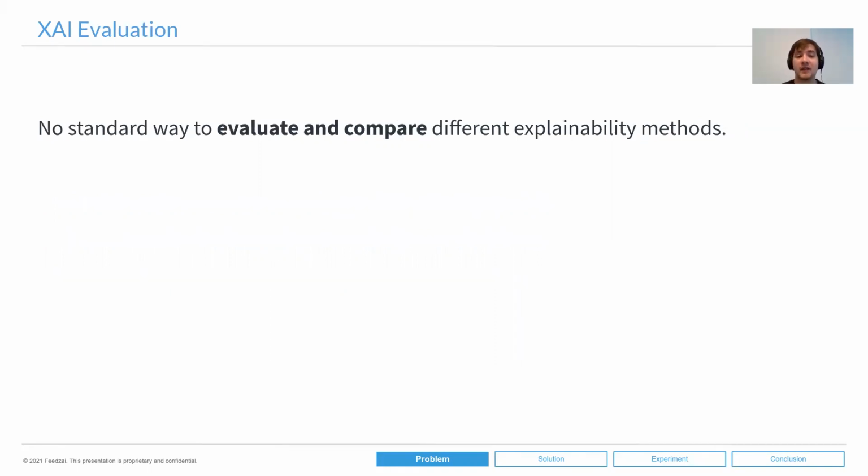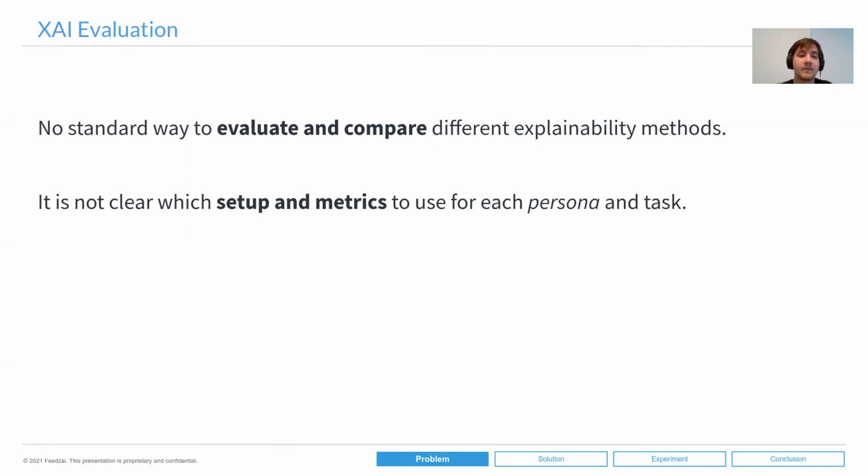And as of today, there is no clear, standard way of evaluating and comparing different explainability methods. We have different methods, but we don't know for each case which one is the best. For a given setup, for a given machine learning model, and for a given target metric for our system, there is no clear way to evaluate these explainability methods.